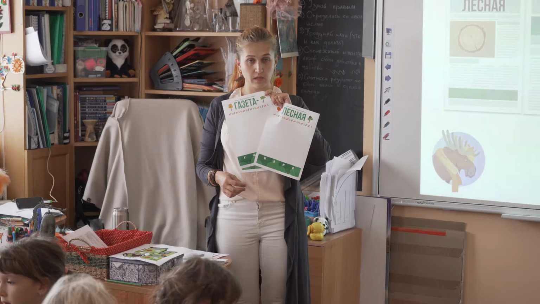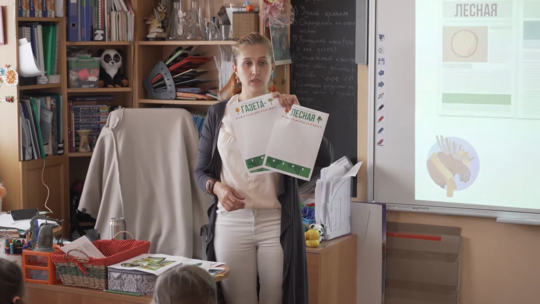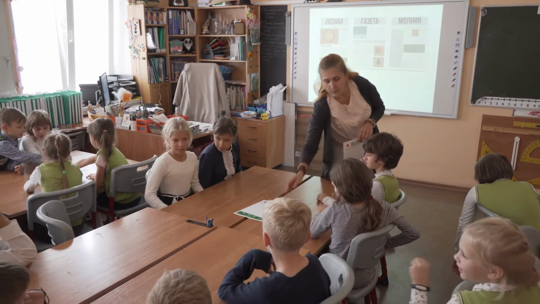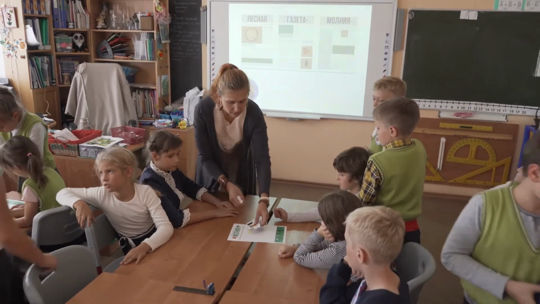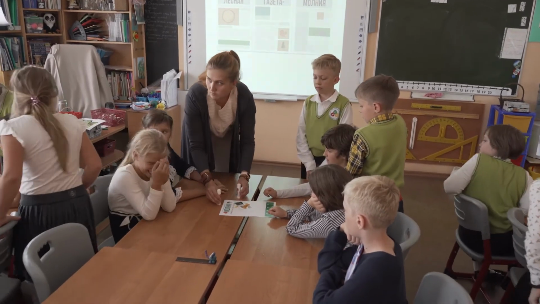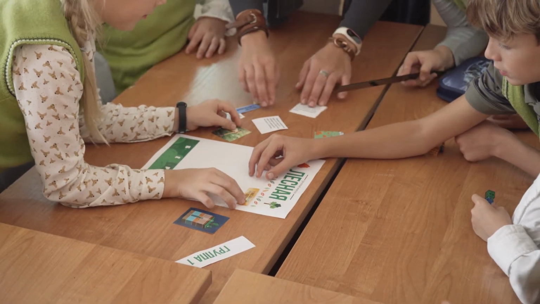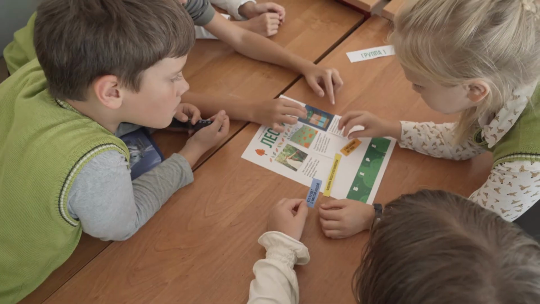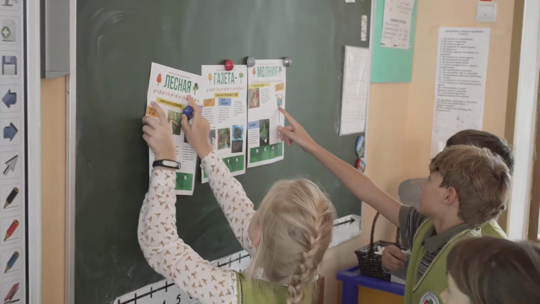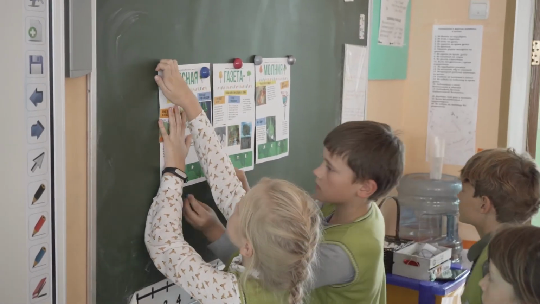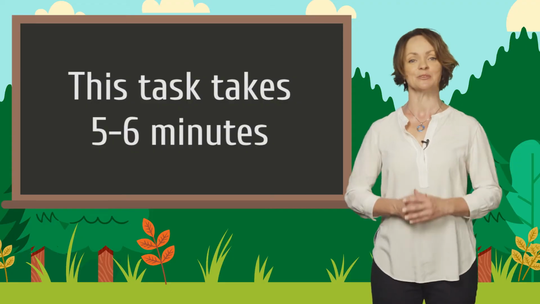Divide the class into 3 groups. Each group receives an A4 piece of paper with a part of the newspaper headline and cards with headlines, texts and photos for news articles, 3 for each group. The goal is to compile news articles by gluing the cards onto the sheet. Then each group presents their part of the news sheet. This task takes 5 to 6 minutes.